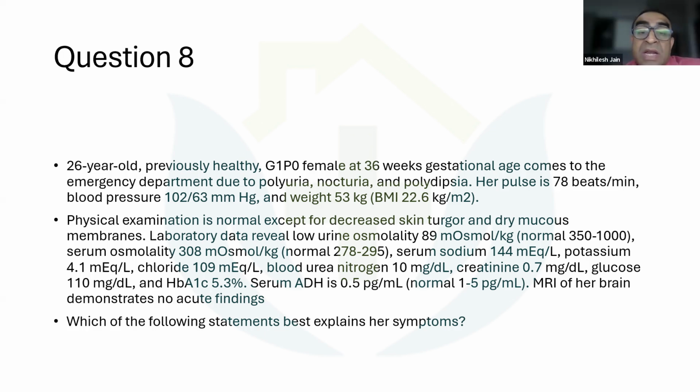Serum ADH is 0.5 picogram per ml. MRI of her brain demonstrates no acute findings. So which of the following statements best explains the symptoms? Have you all gone through this? I can push on to the options part.